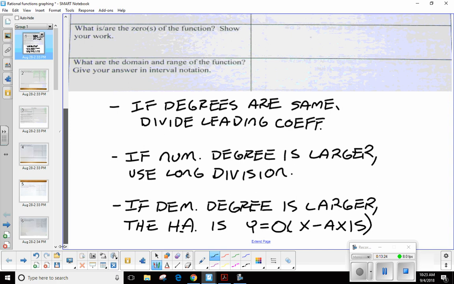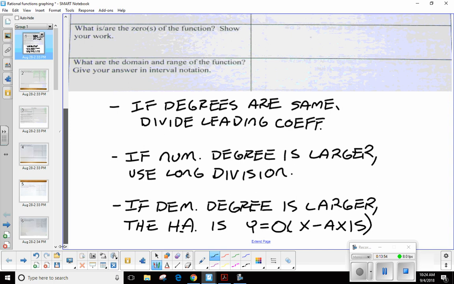Synthetic. That works out just as nice. Probably a lot faster. Synthetic division. If the degree of the denominator is larger, then you don't have to do anything. The x-axis, y equals 0, will be your horizontal asymptote. Okay. So it's either going to be the x-axis, you'll use longer synthetic division, or you'll divide the leading coefficients depending on how your degrees relate to one another.